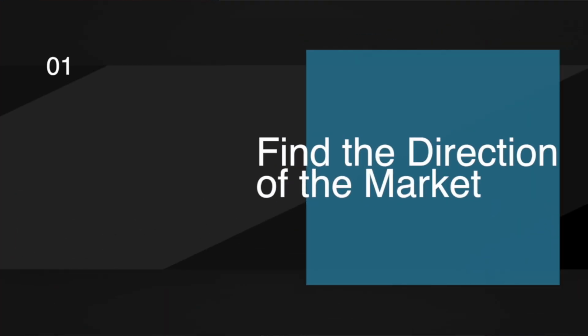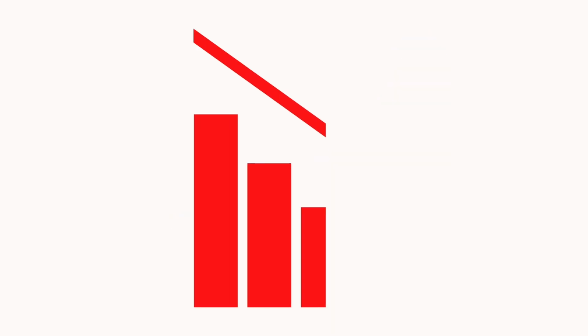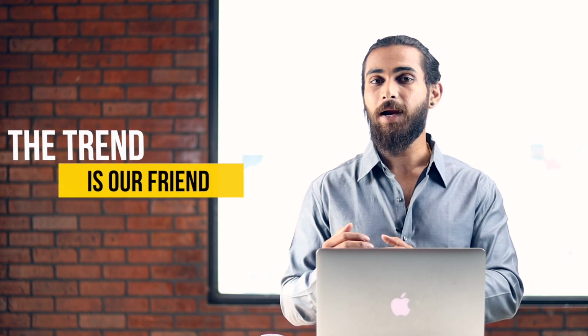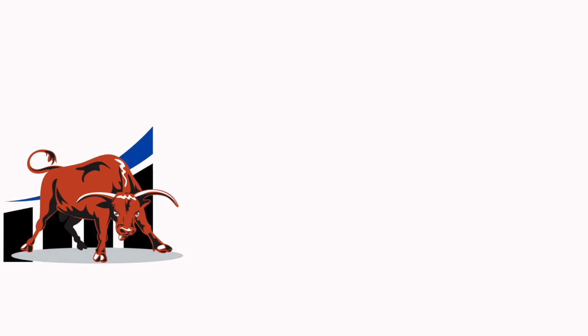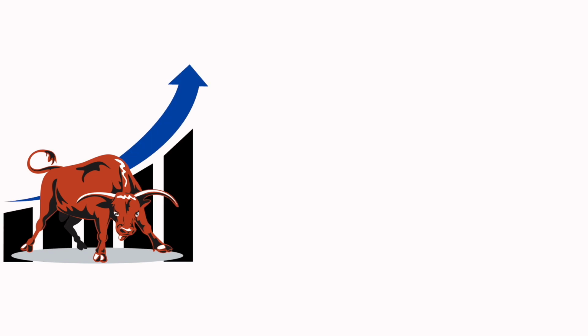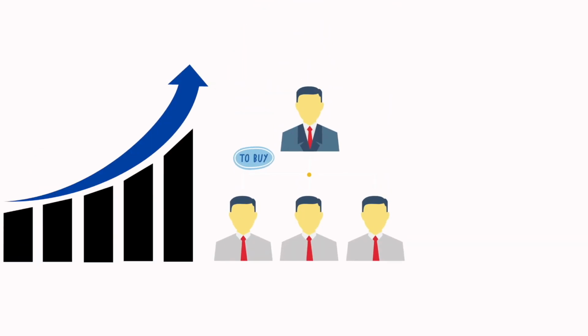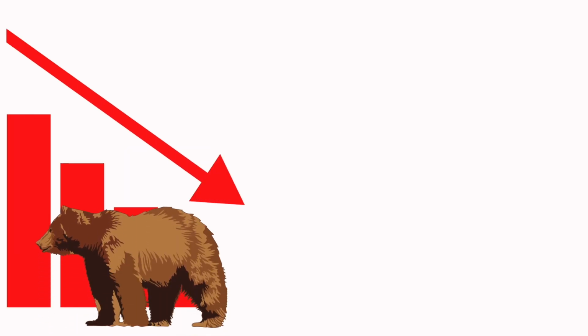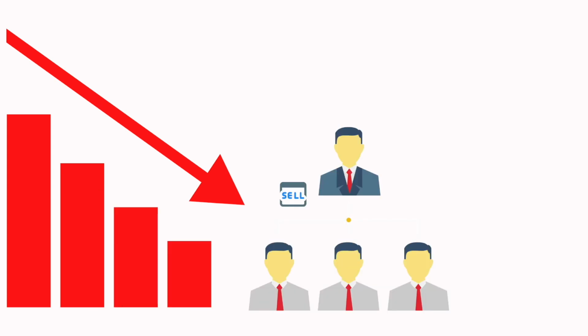The first thing you have to do is to find the direction of the market. That is, if the price is moving up or the price is moving down. The reason why we are doing this is that we have to always remember that the trend is our friend and we should not try to go against it. So if the market is bullish or uptrending, then we have to keep a bullish bias and look for buying opportunities. And if the market is downtrending or bearish, then we have to look for sell trades.